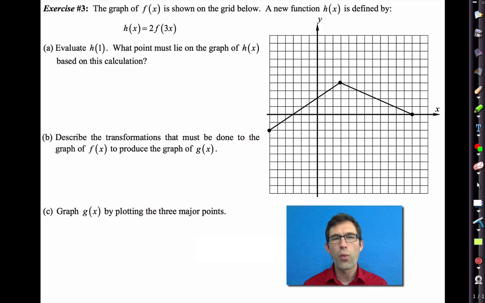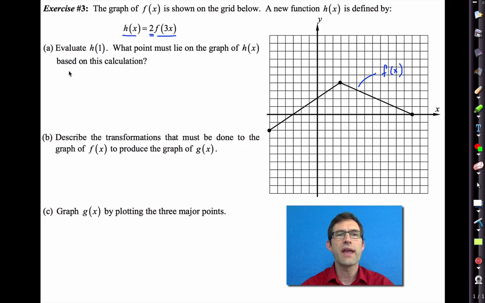All right, so what we're going to do in this last problem of the lesson is combine the vertical stretching that we saw in the last lesson with the horizontal stretching that we saw in this lesson. So let's take a look. We've got our favorite letter of function, f of x, graphed on this grid. The new function h of x is defined as 2 times f of 3x. So 2 times f of 3 times x.